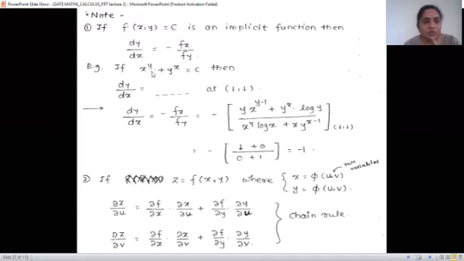So fx is the derivative with respect to x. In the derivative of x raised to y with respect to x, y is constant. So x raised to a constant gives y into x raised to y minus 1, plus the derivative of the other term with respect to x, which is y raised to x into log y. Upon fy, the derivative with respect to y. This is x raised to y log x, plus the derivative of the other term with respect to y, which is x into y raised to x minus 1.